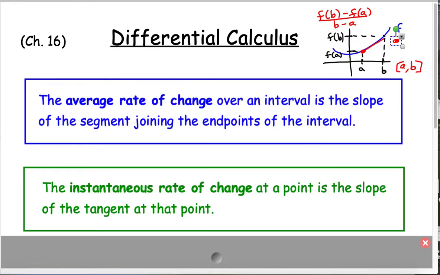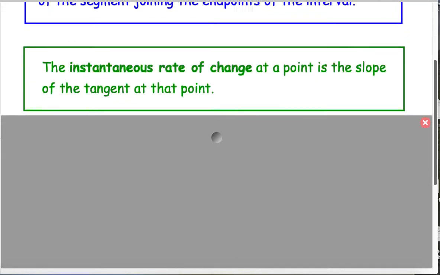Taking that second point and moving it closer and closer and closer to the first point. And so then that average rate of change is getting closer and closer and closer to the instantaneous rate of change, and hence our limit definition of a derivative.